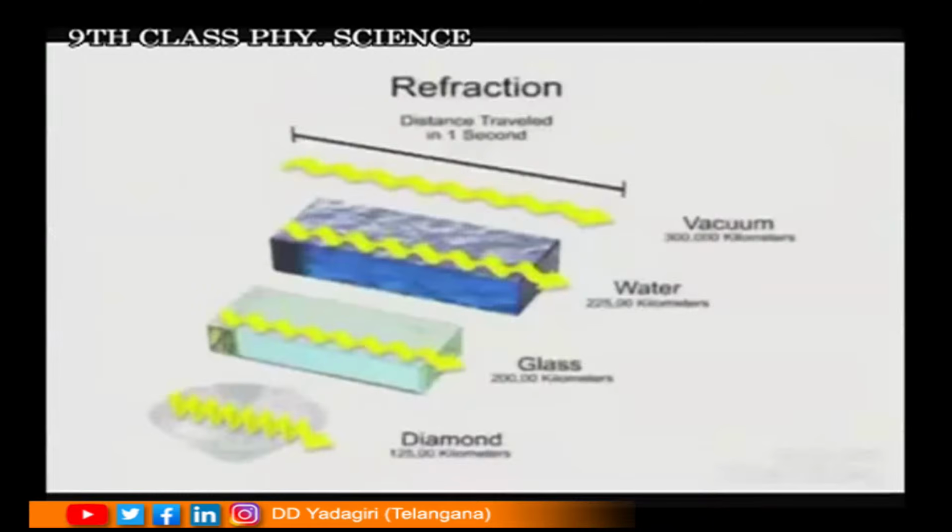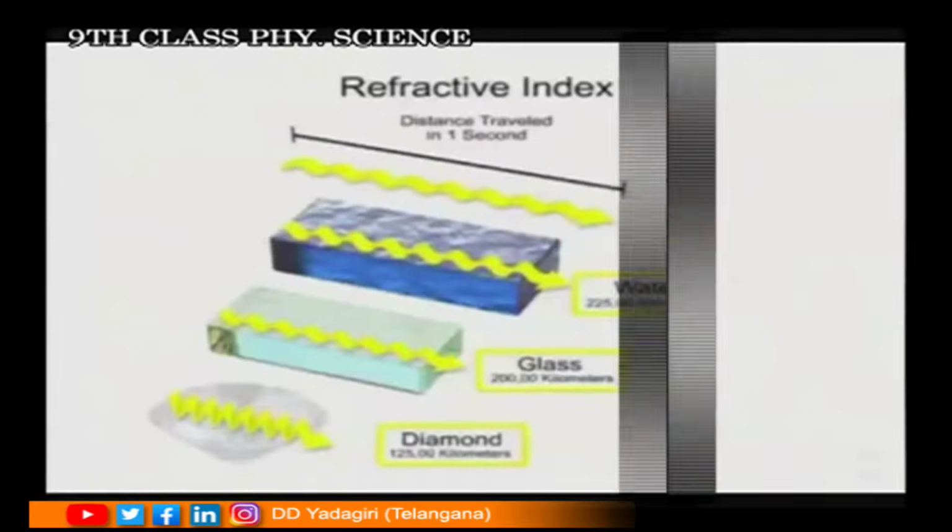Now observe this video carefully. As we have said, light possesses different speeds in different media. For example, in vacuum the speed of light is 3 lakh kilometers per second. In water the speed of light is 2,25,000 kilometers per second. In glass the speed of light is 2 lakh kilometers per second. In diamond the speed of light is 1,25,000 kilometers per second.